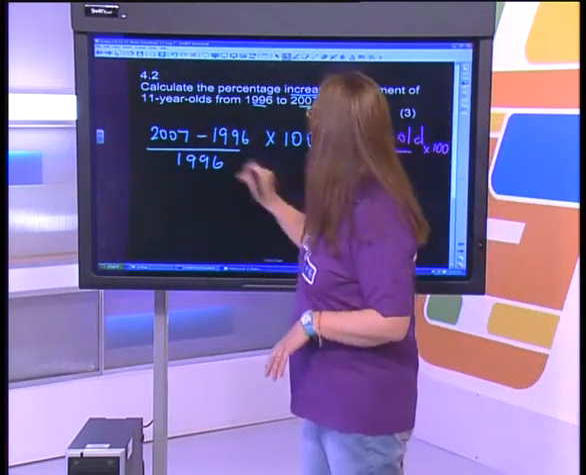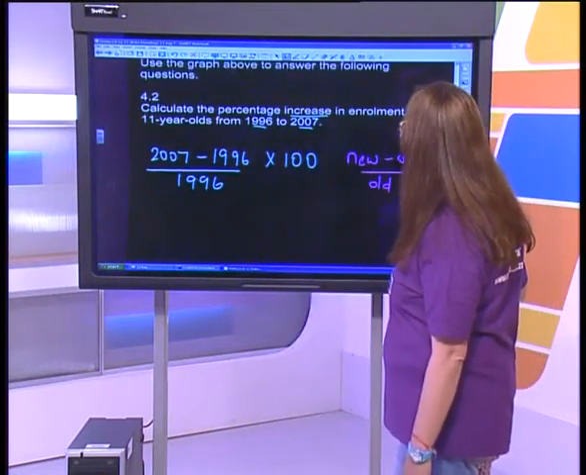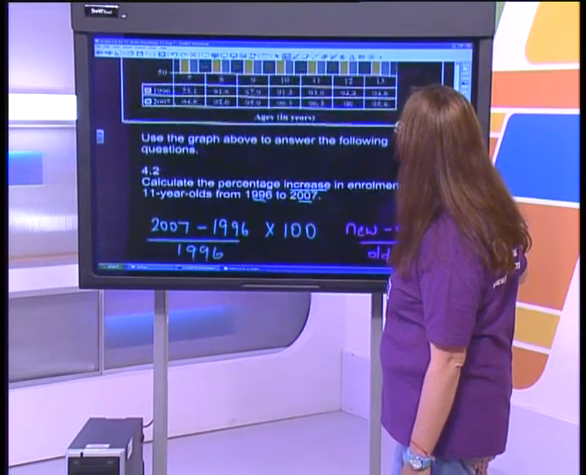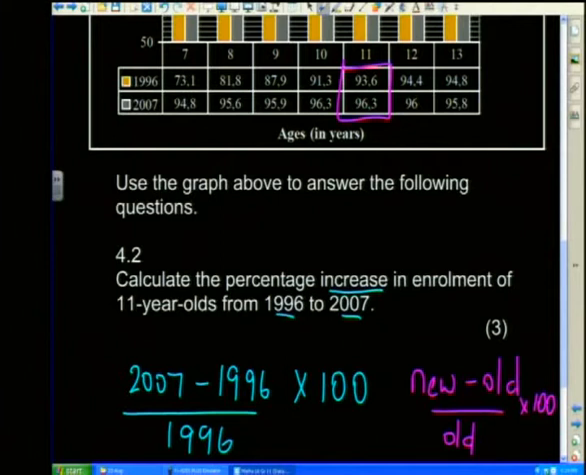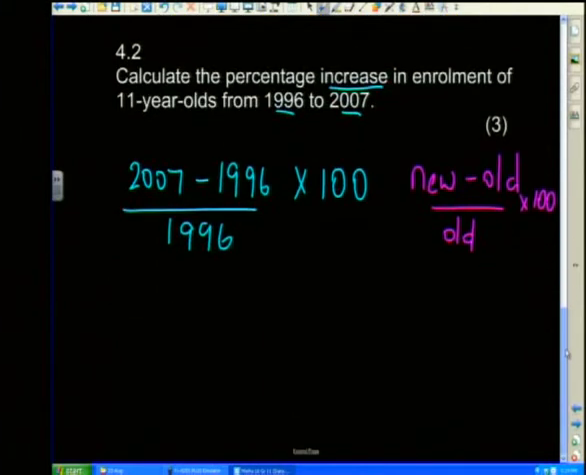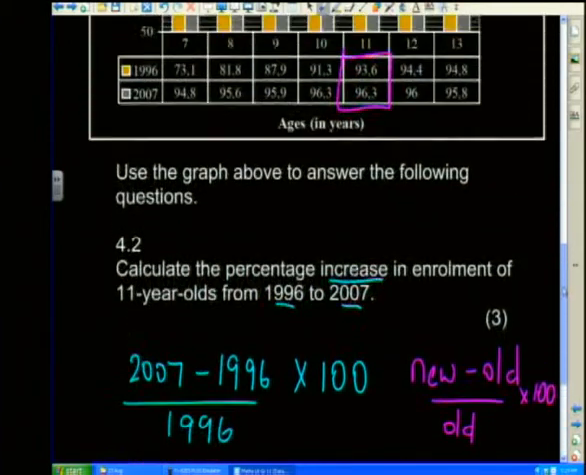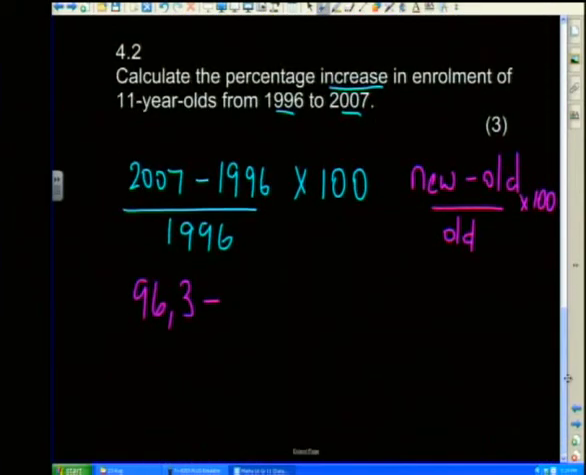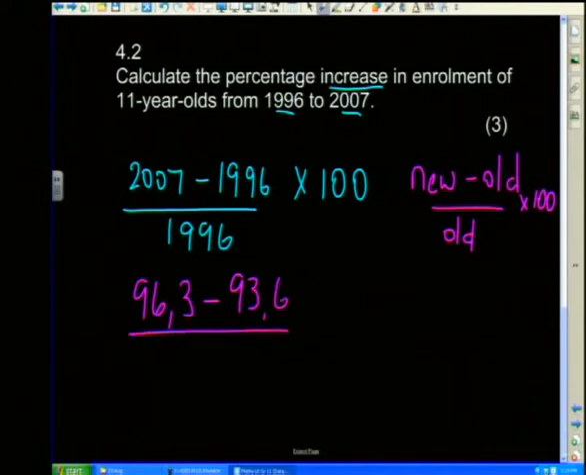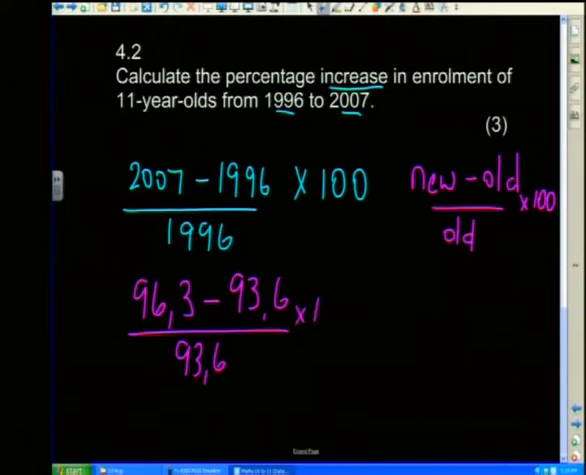So we're going to be looking for those values. We need the 11-year-olds, and we need those enrollments. So we're looking at those values. 2007 was 96.3. So it's 96.3 minus our 96 value, which was 93.6. And divide that by our original and times by 100.